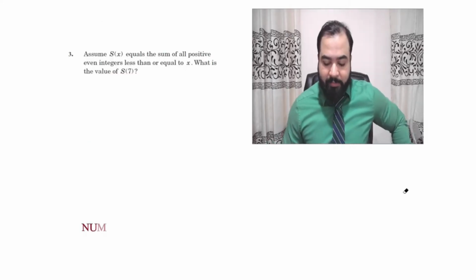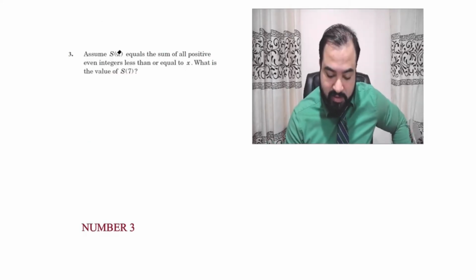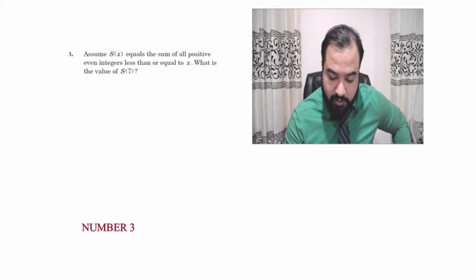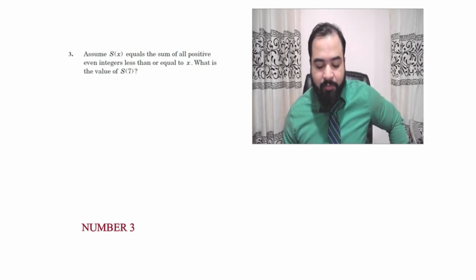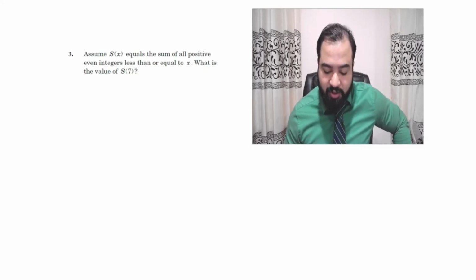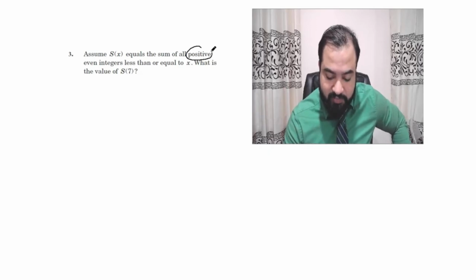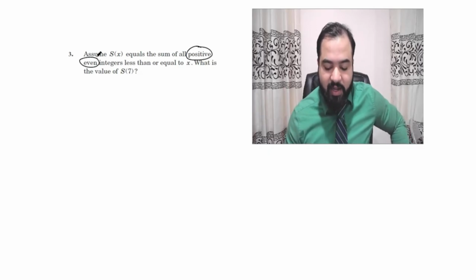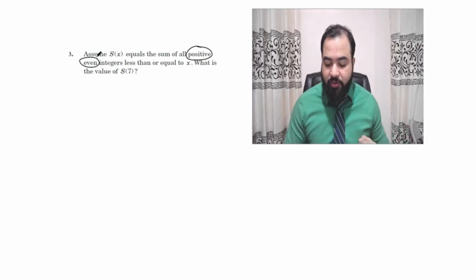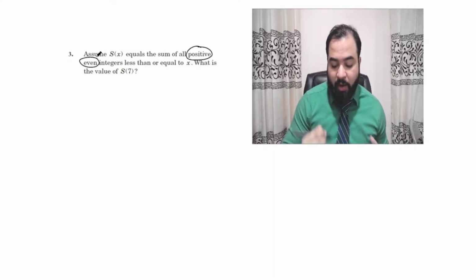Number 3. It's a function question. It says assume s of x is equal to the sum of all positive even integers less than or equal to x. So take a look at it. Sum of all positive even integers less than or equal to x. So it has to be positive and even.